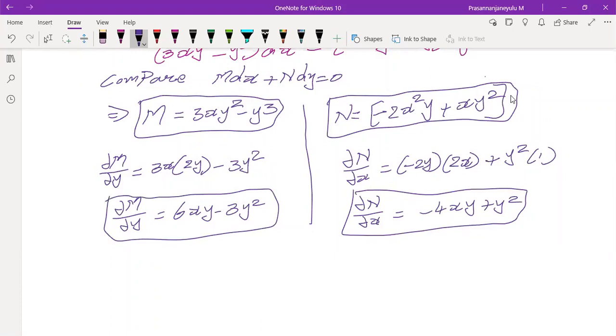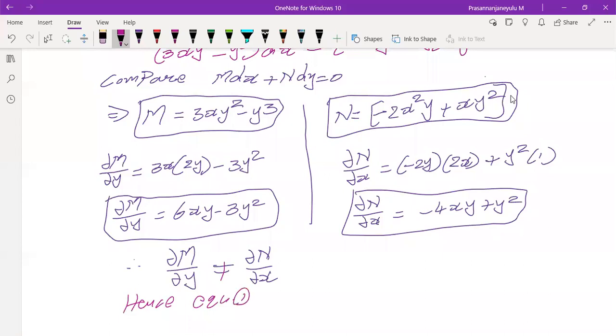Now check whether ∂N/∂x and ∂M/∂y are both equal or not. ∂M/∂y equals ∂N/∂x, yes or no? No, not equal. If these two are not equal, then what can we say? Hence, equation 1 is a non-exact differential equation.